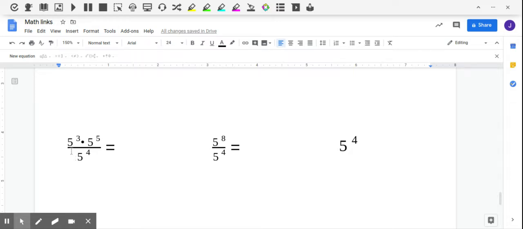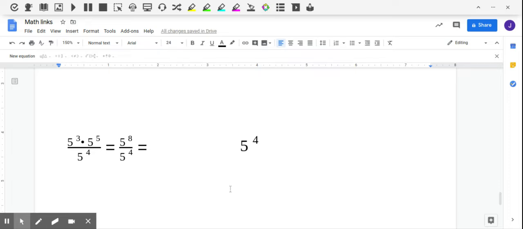And so what we're going to do is go ahead and do the math on the top. If we had a couple on the bottom, we'd do it there as well. The math on the top says 5 to the third times 5 to the fifth, and if I bring this over here, it's 5 to the eighth power on the top. The bottom stays 5 to the fourth.